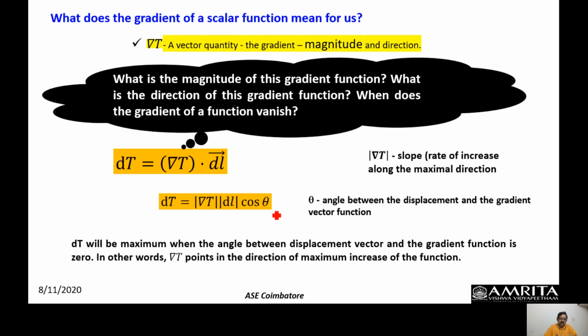So how do I digest this thought? I can look around in all directions. The direction where I look is my displacement direction, the direction of my movement. When I move in a certain direction where the dT will be maximum, that will be the direction of the gradient. So that is more important. Think along that. Del T must point in the direction of the maximum increase of the function.